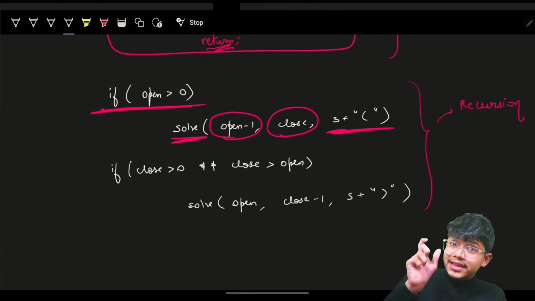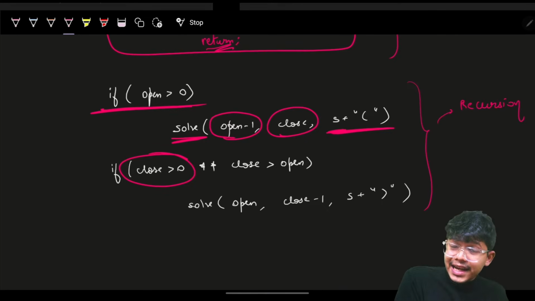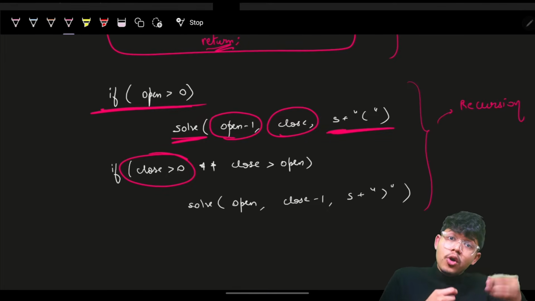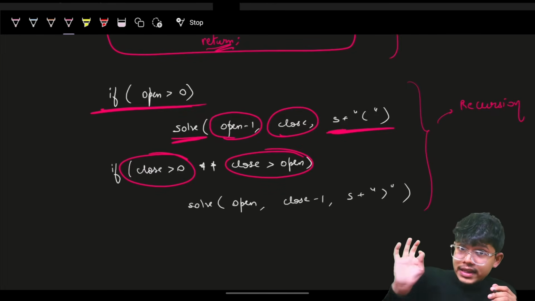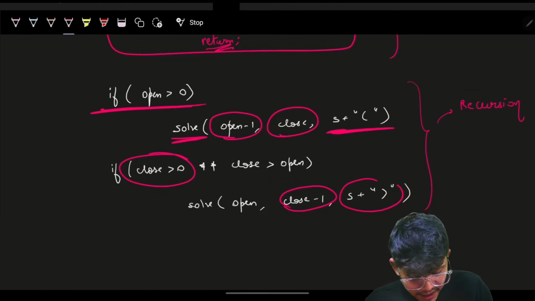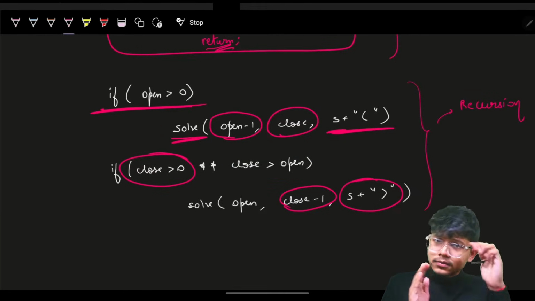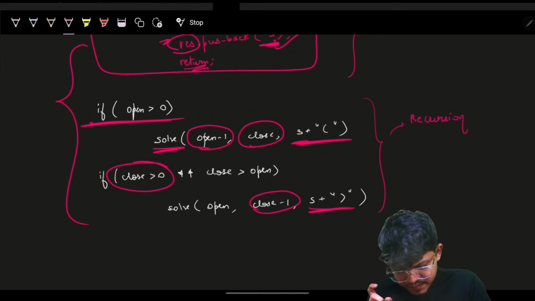And for sure, you remember, for the closing bracket, one more condition is that the close bracket count should be more than the opening bracket count. Then I can place a closing bracket. Thus you can see it's a simple recursion which we're going to apply.